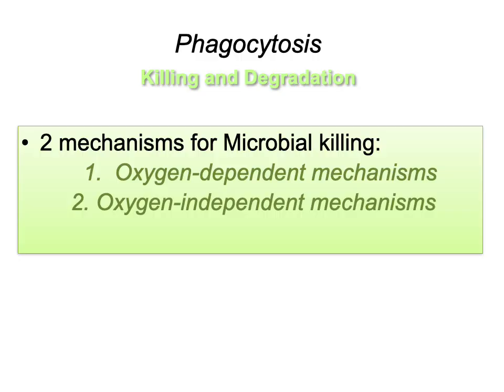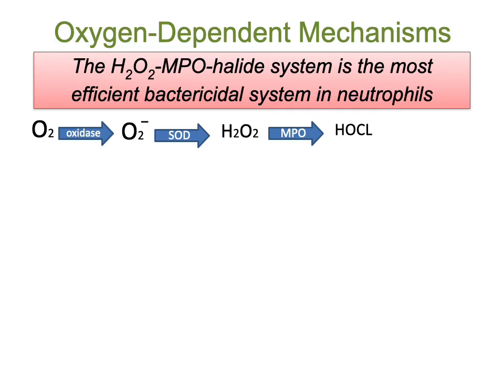Now, once the WBCs have gobbled the organisms up, the next step is to kill it, and there are two mechanisms for killing. One is oxygen dependent, the other is oxygen independent. The first mechanism, oxygen dependent, is the most important. This is also known as the hydrogen peroxide myeloperoxidase halide system. Okay? And it is said to be the most efficient bactericidal system in the neutrophils.